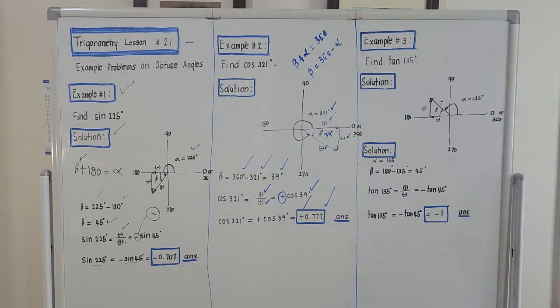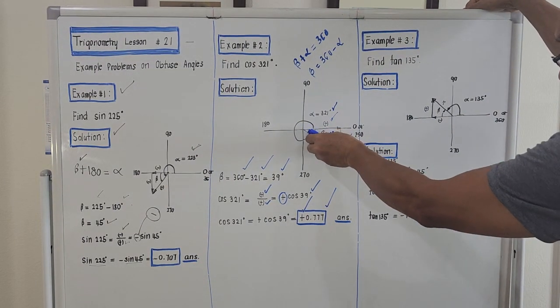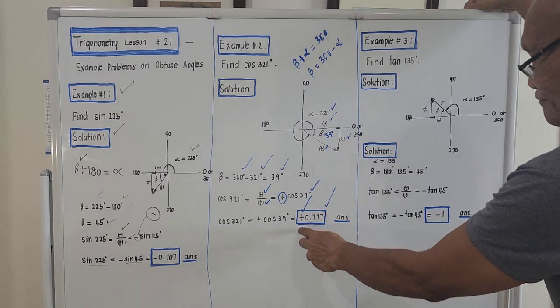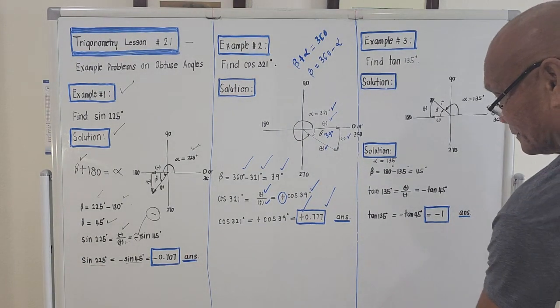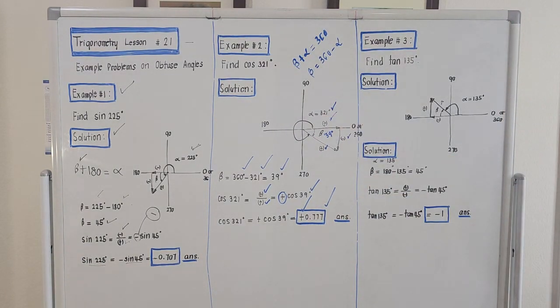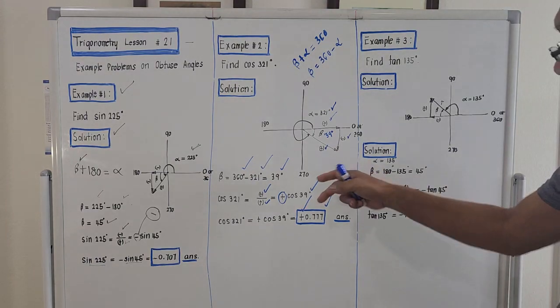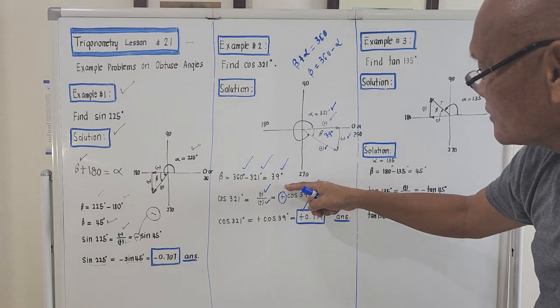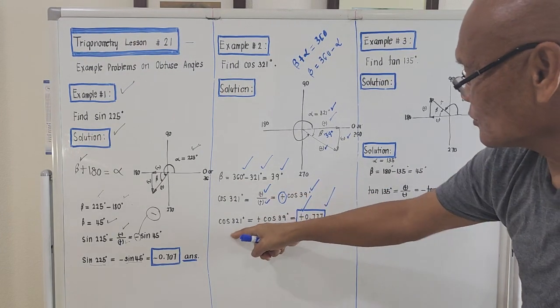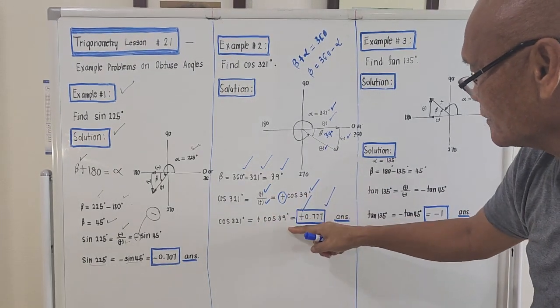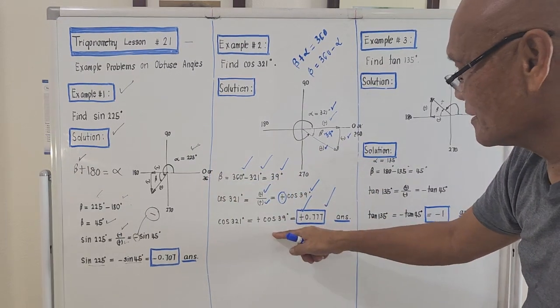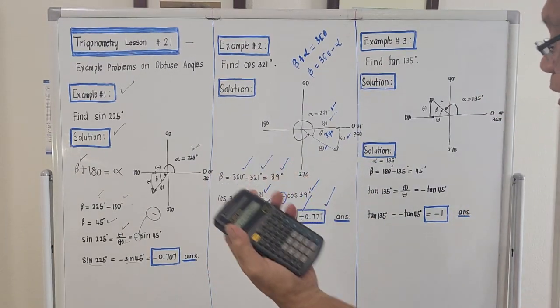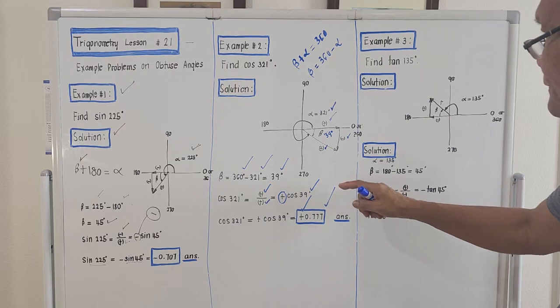A cosine in the fourth quadrant, the sign is plus. That's the proper way. We determine the sign by using this: a plus over a plus, so this is plus. So cosine of 321 will be plus cosine of 39 degrees. It's not minus, it's plus. Even by using the calculator directly, it's 0.777.